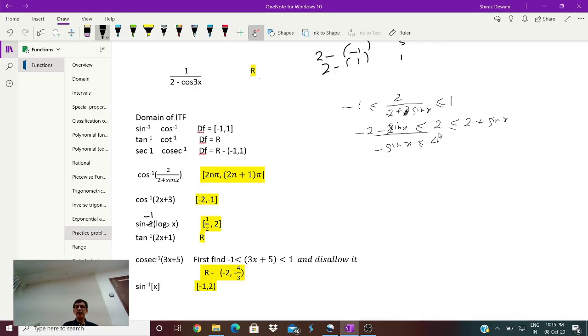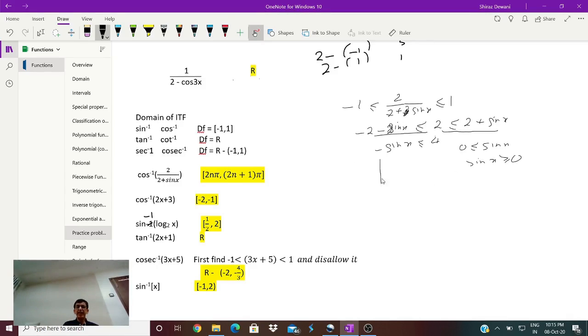Now we come to the other side, this part. For 2 less than or equal to 2 plus sin x, the 2 will cancel out and 0 will be less than or equal to sin x, or sin x will be more than or equal to 0.